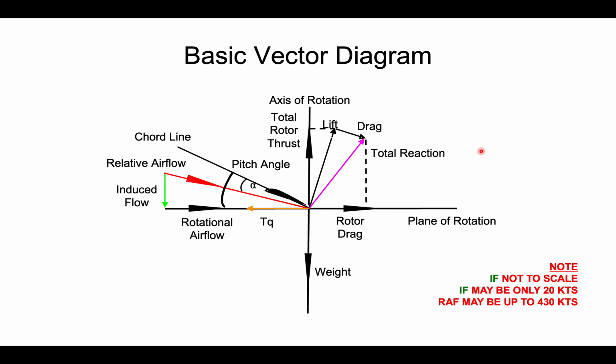And a few things to note on our diagram: our induced flow is not actually to scale, otherwise it'll be somewhere up here. The induced flow may only be 20 odd knots, but our relative airflow could be up to 430 knots, far faster.